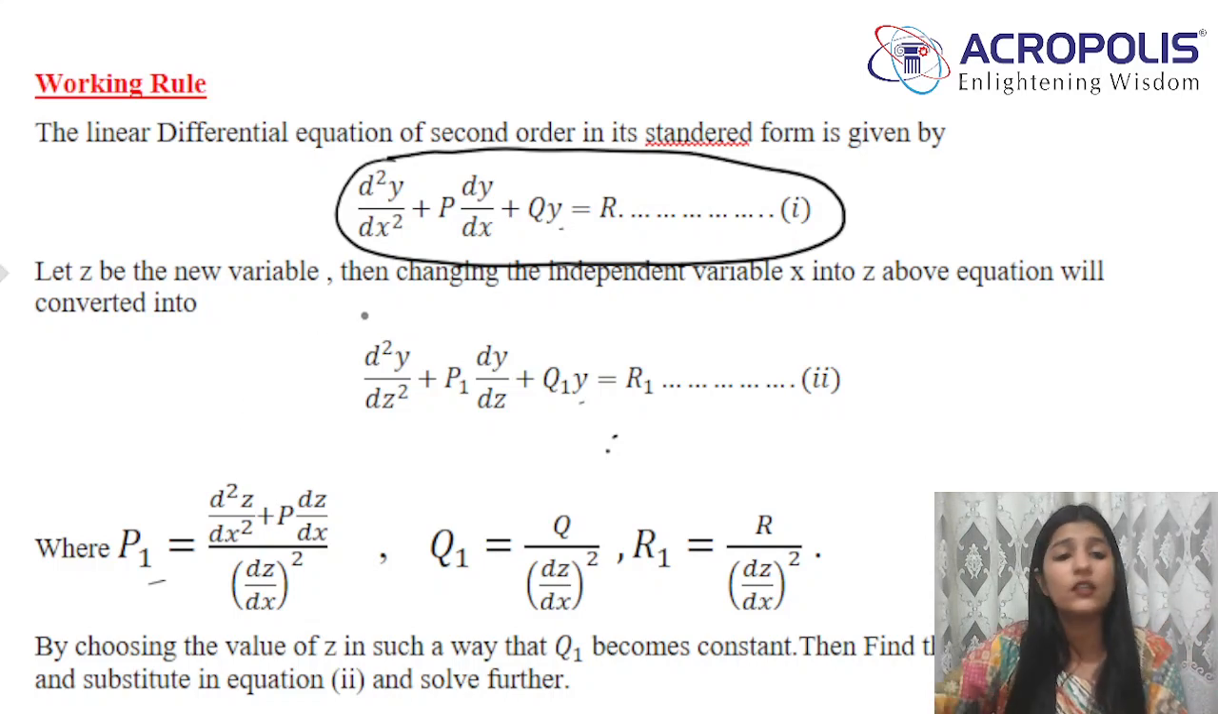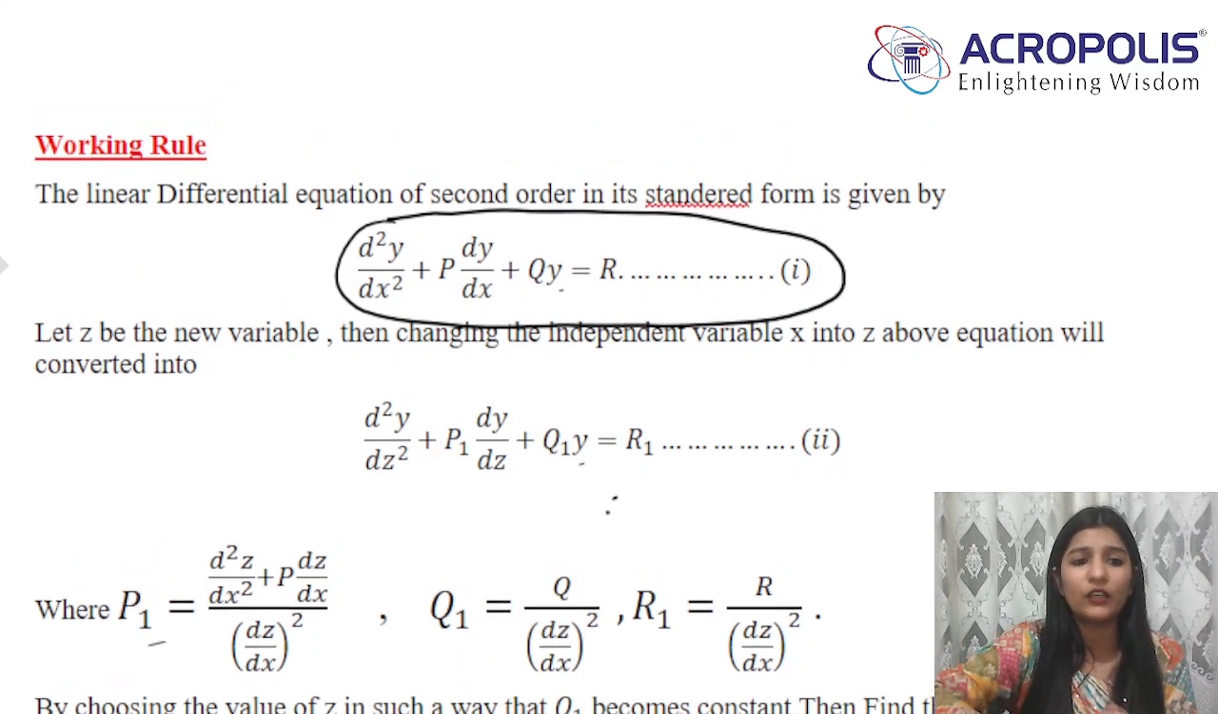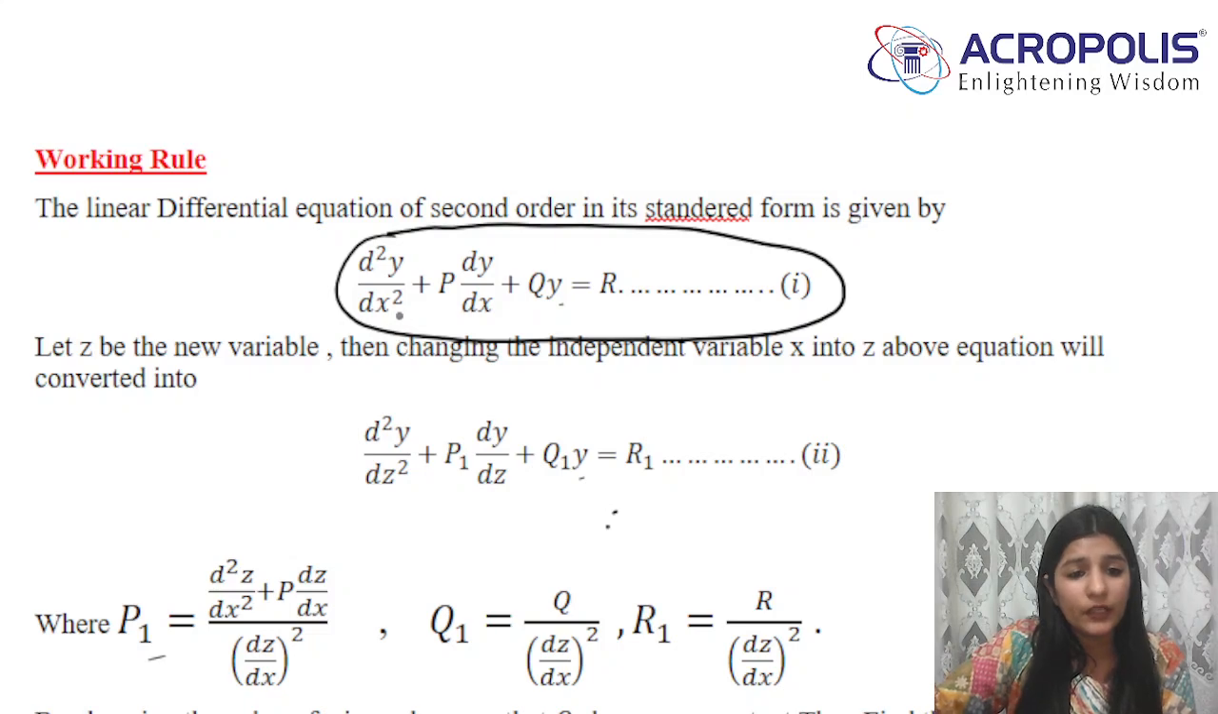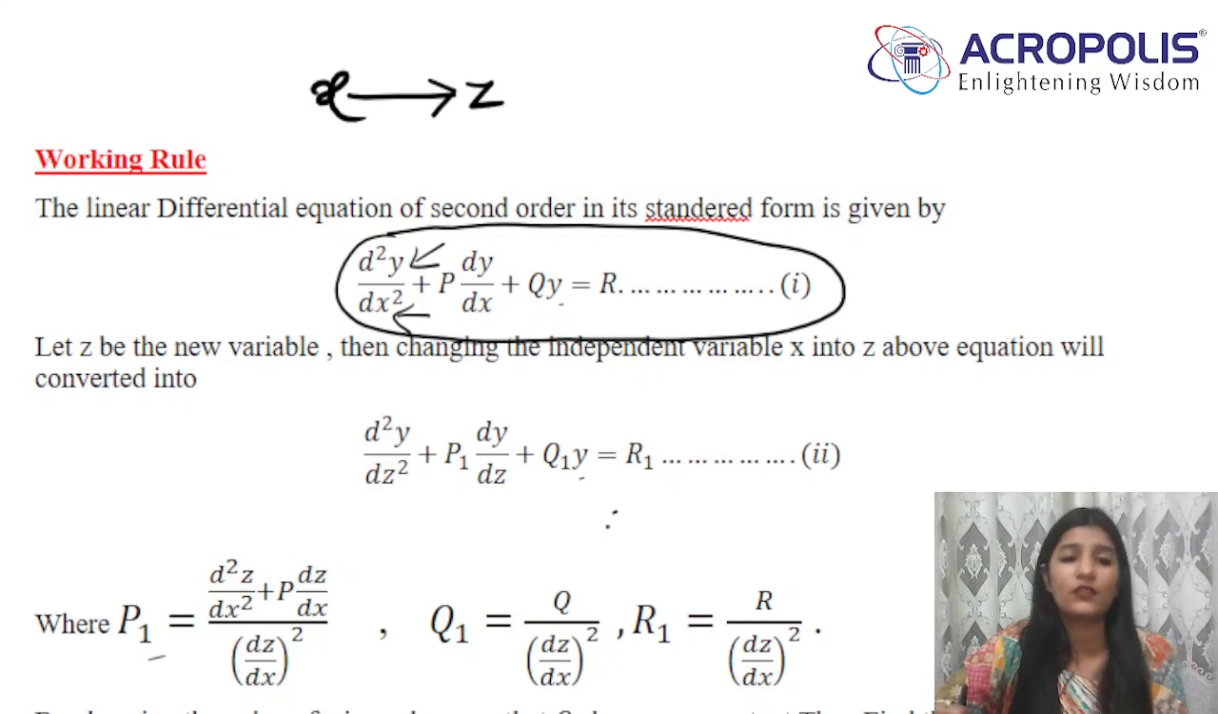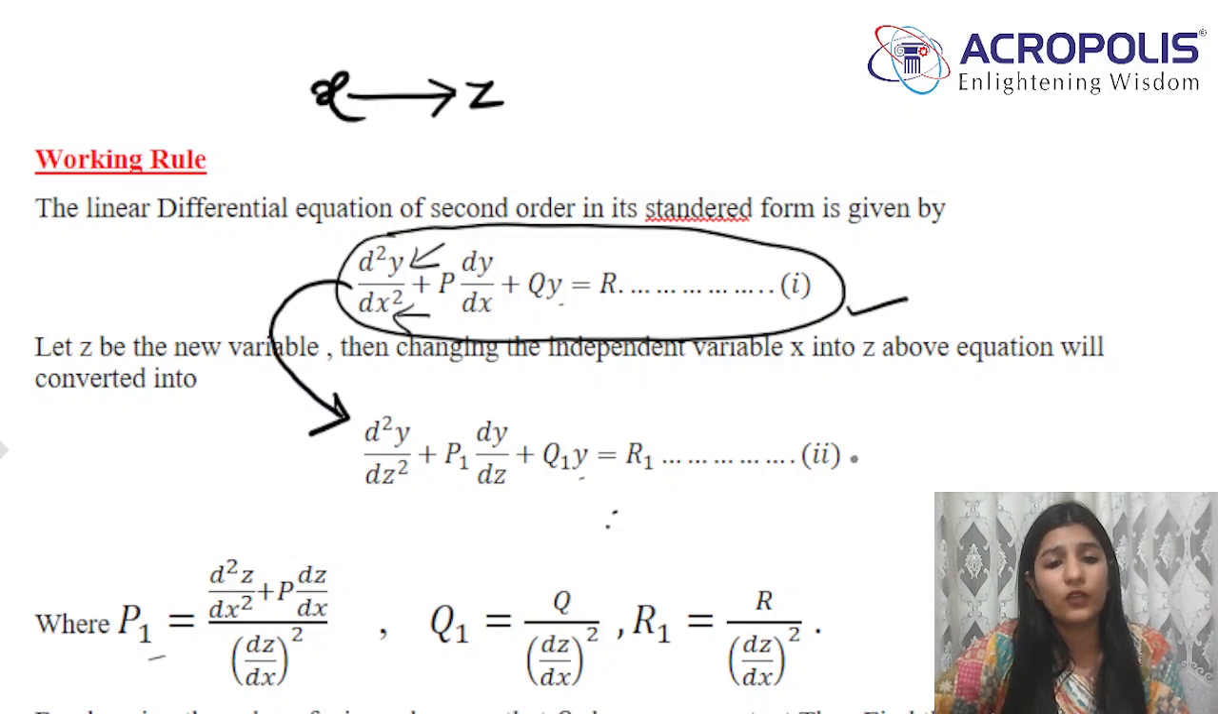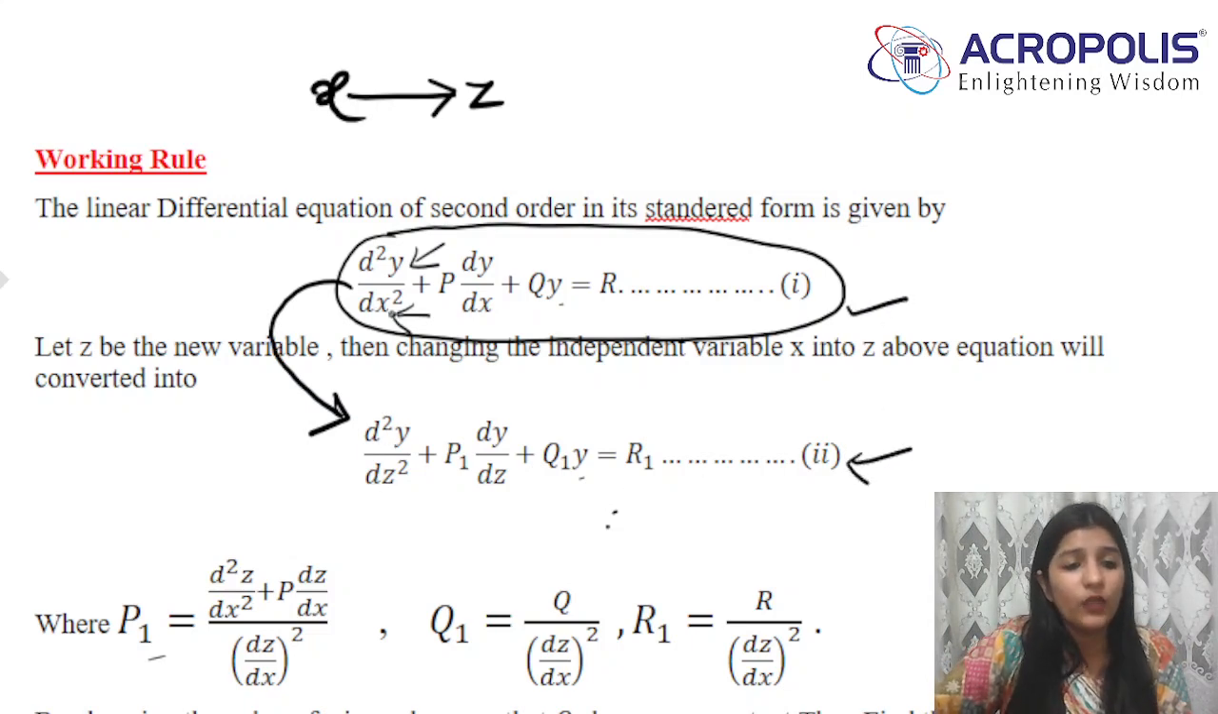Now the next one is, what is the name of this method? The name of this method is change of independent variable. The independent variable is x here and y is the dependent variable. So in this method, you have to change the independent variable x into z. How can you change the variable x into z? By converting equation number 1 into equation number second, where in the place of x, the z is written here. You can see the differences between these two equations.